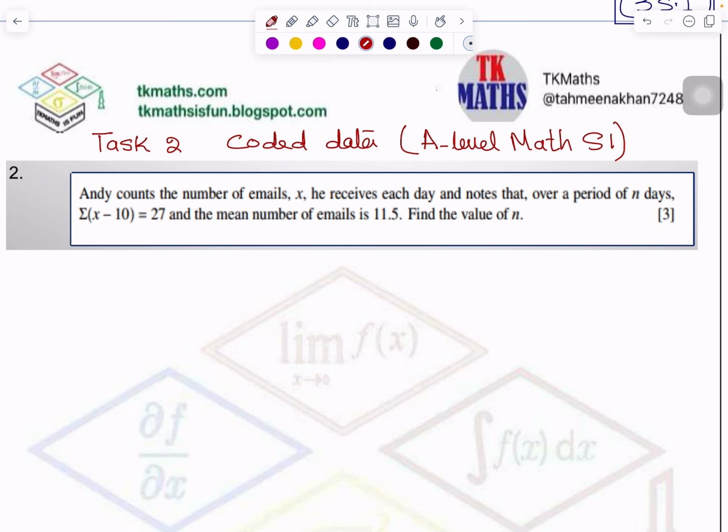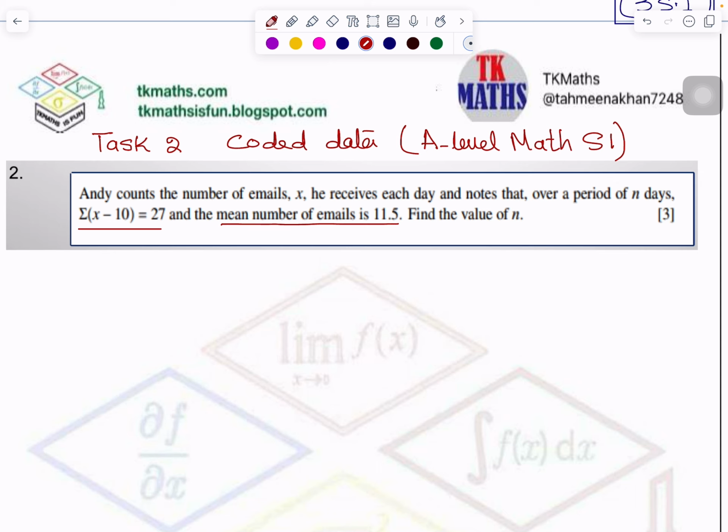Andy counts the number of emails x he receives each day. So basically x represents the number of emails he receives each day over a period of n days. Here n is missing in this question. The coded data is given: sigma (x minus 10) equals 27, and the mean number of emails is 11.5. We have to find the value of n.